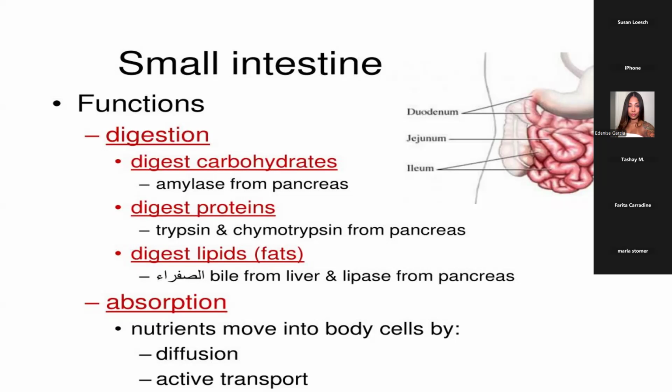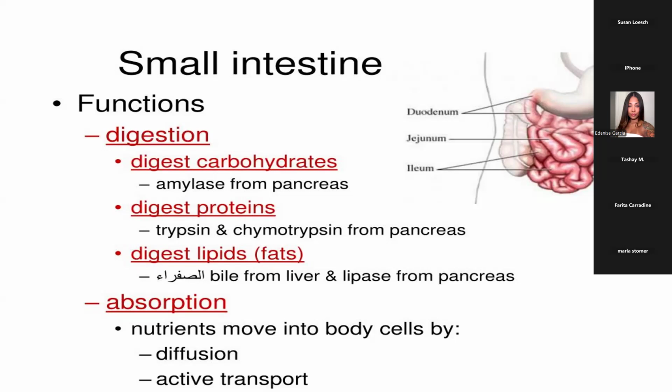In cystic fibrosis, you have little ducts in the pancreas that release those enzymes. So it's all sticky and thick and it blocks those ducts. And these enzymes cannot be released, so they can't do their job. All right. So those enzymes are coming from the pancreas. You have amylase that's going to break down the carbohydrates. You have trypsin and chymotrypsin that are going to help digest those proteins. And then you have lipase that is going to help digest those lipids along with that bile. And then these nutrients can be absorbed through either diffusion or active transport.